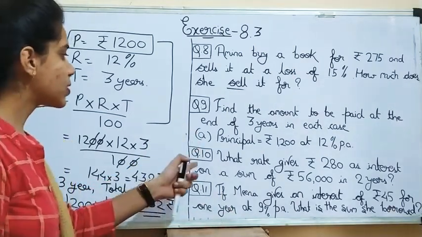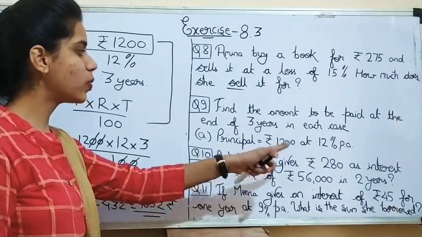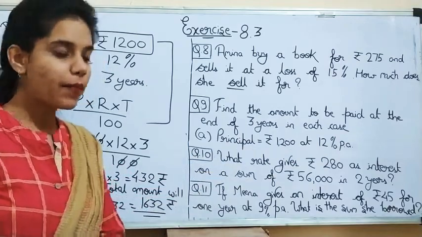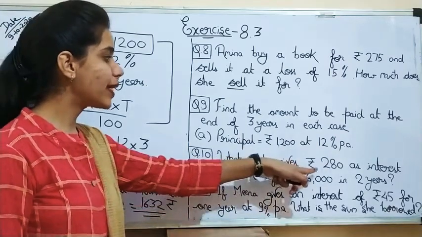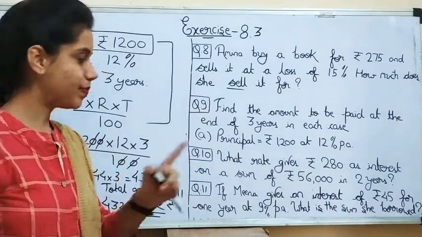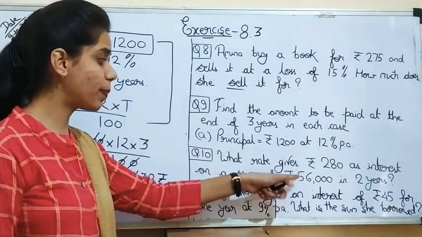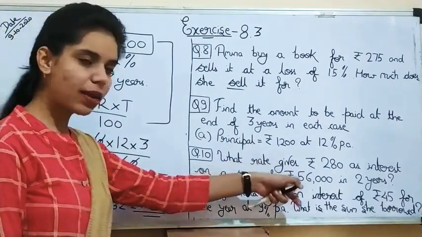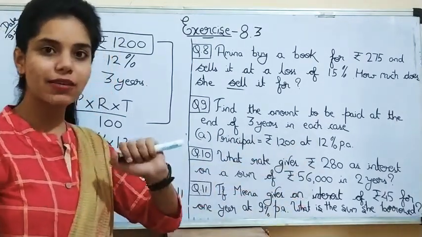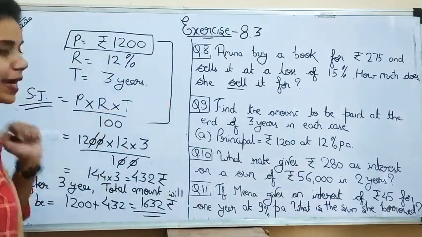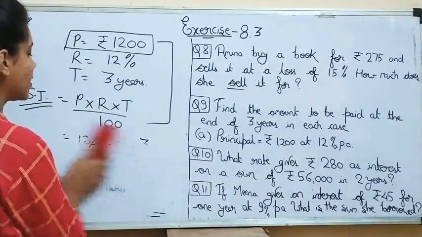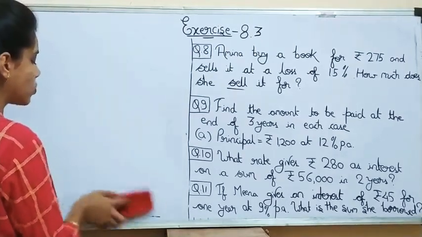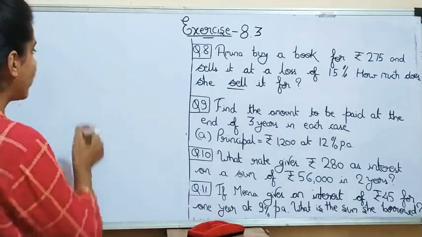Now question number 10 is: what rate gives 280 as interest on a sum of 56,000 in 2 years? Interest is given, and a sum of rupees 56,000 means the principal amount is given to us. Time is given, which means we need to find the rate. So apply the formula of simple interest, put in all the values of principal and the rest, and you will get the result.